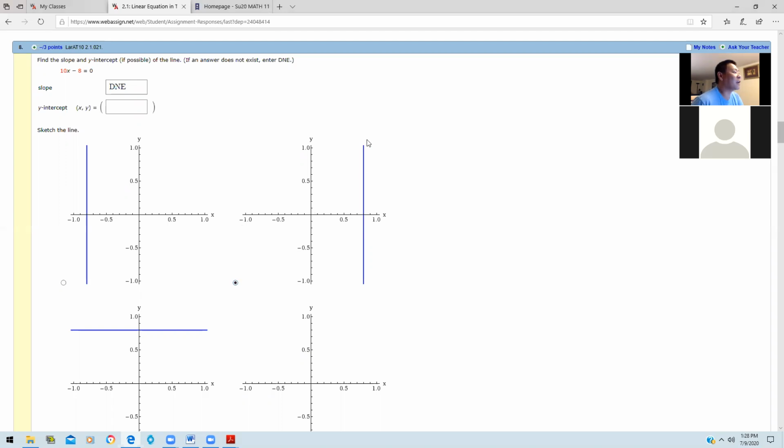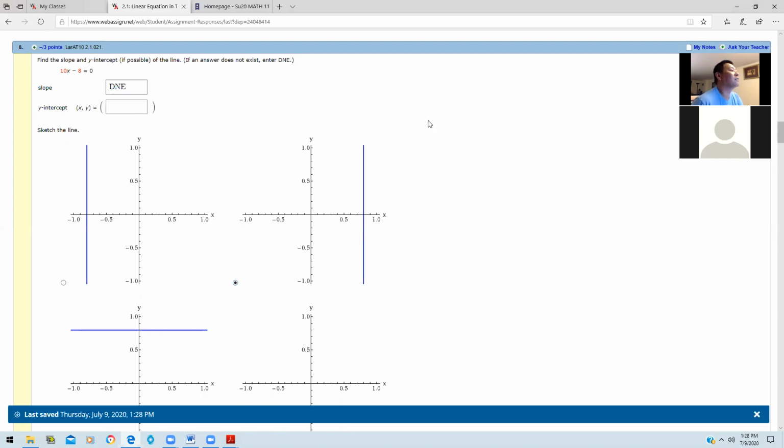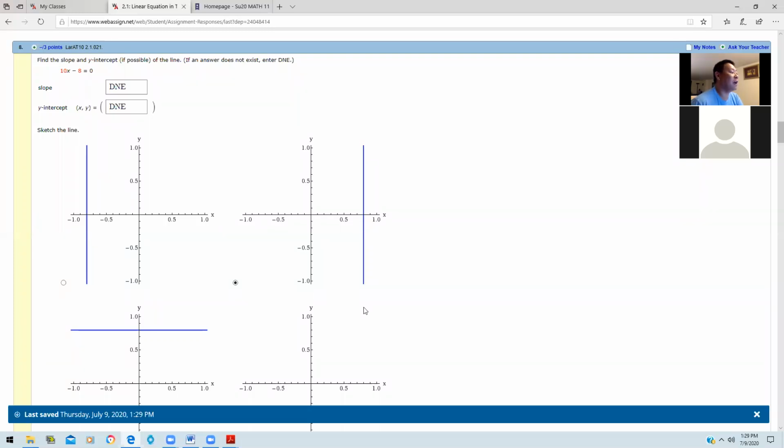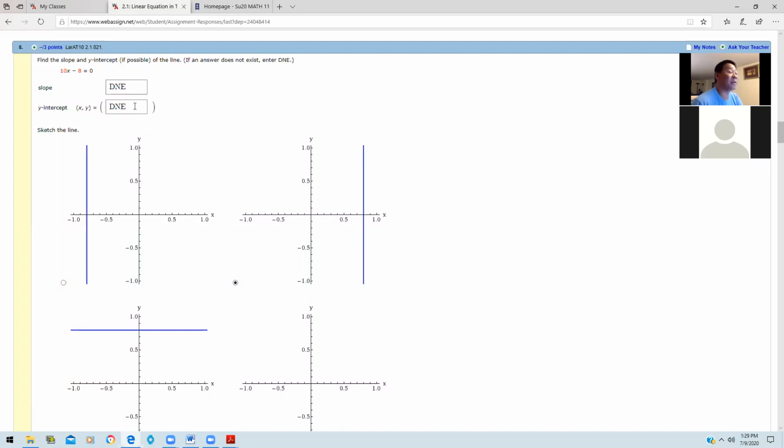So does this line cross your y-axis? No. So what happened to the y-intercept? Doesn't exist? Yes, does not exist. You're correct. Because this line does not cross the y-axis, the y-intercept does not exist. So don't forget that if you have a vertical line, your slope does not exist, and your y-intercept does not exist.